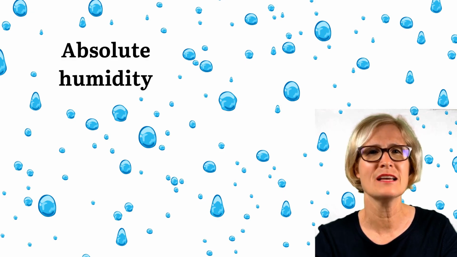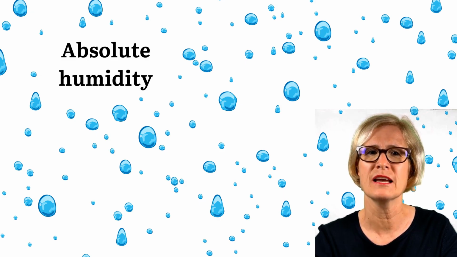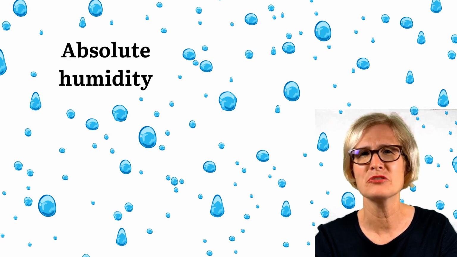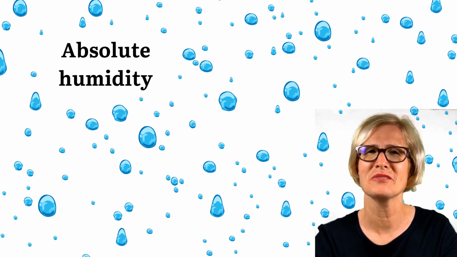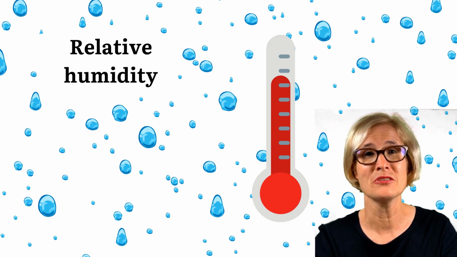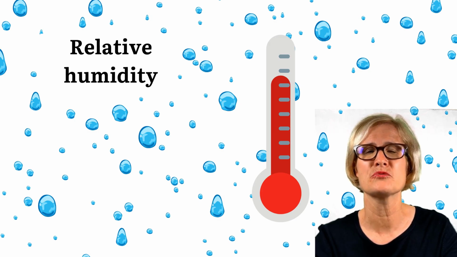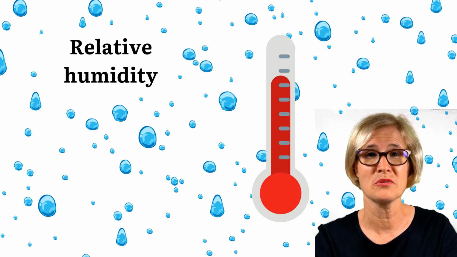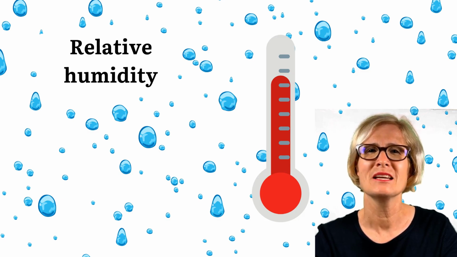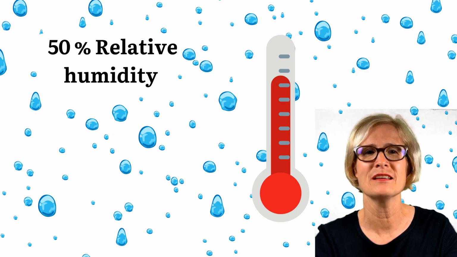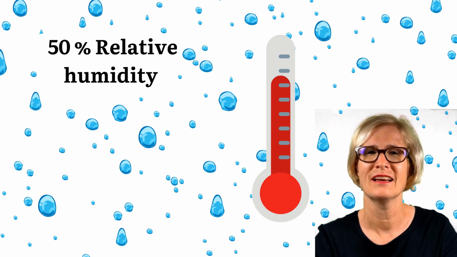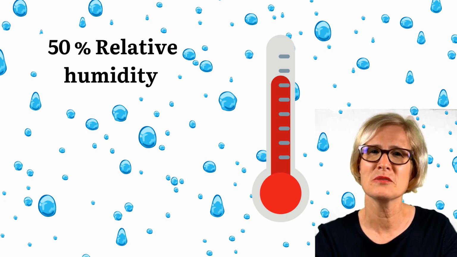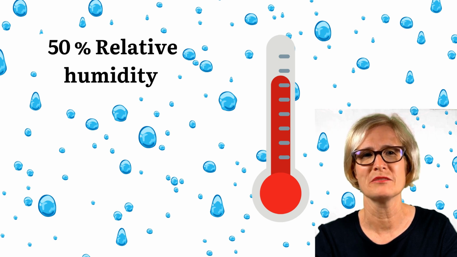Absolute humidity is the actual amount of water vapor in the air. Think of it as counting how many drops of water are in a specific amount of air. Relative humidity tells us how full the air is with water vapor compared to the maximum amount it can hold at a certain temperature. So this is expressed as a percentage. For example, if the relative humidity is 50%, it means the air is holding half of the water vapor it could potentially hold at that temperature. On this field trip, you will be measuring relative humidity.